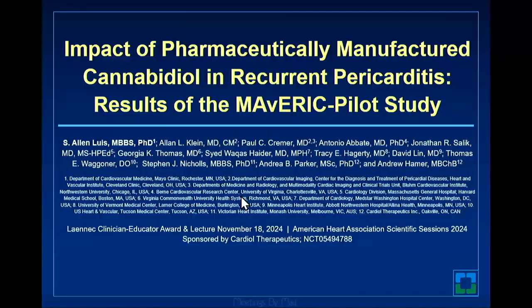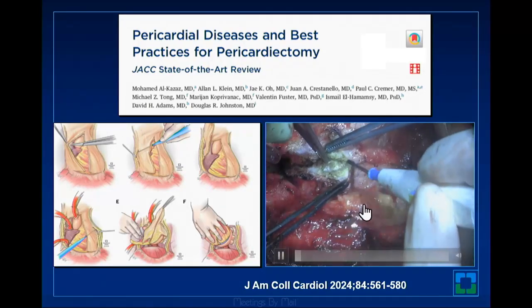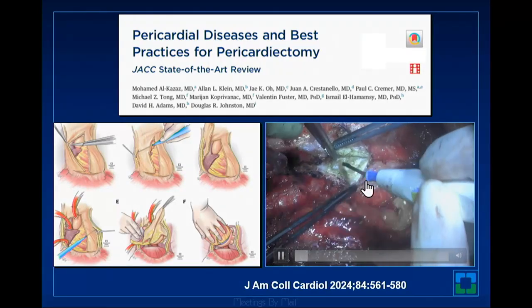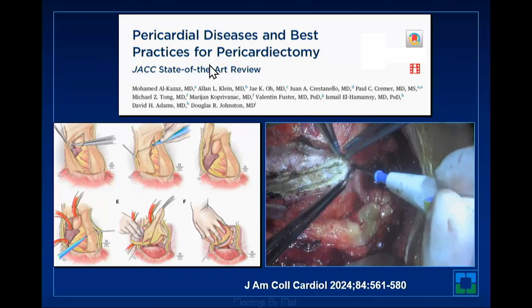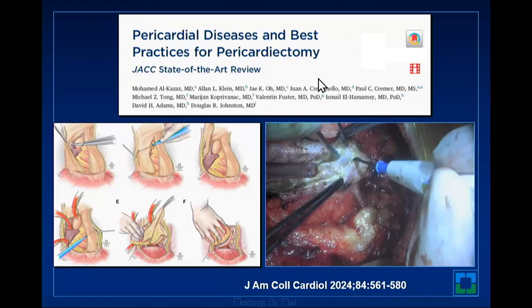I should mention another drug called cannabidiol, CBD. We were going to call this the HAPPY trial, but not so happy. But it's basically a pharmaceutical-grade hemp that seems to be, in pilot studies, showed lowering CRP and chest pain. So there'll be another trial called MAVERICK 2. If that doesn't work, we send them to surgery. Here's a pericardiectomy in one of our patients. And we do a couple a month of pericardiectomy for recurrent pericarditis.